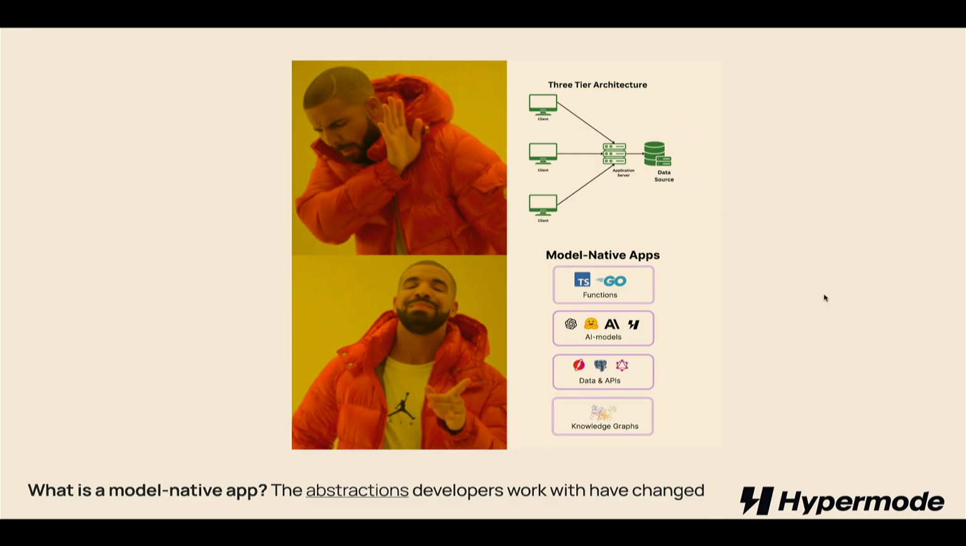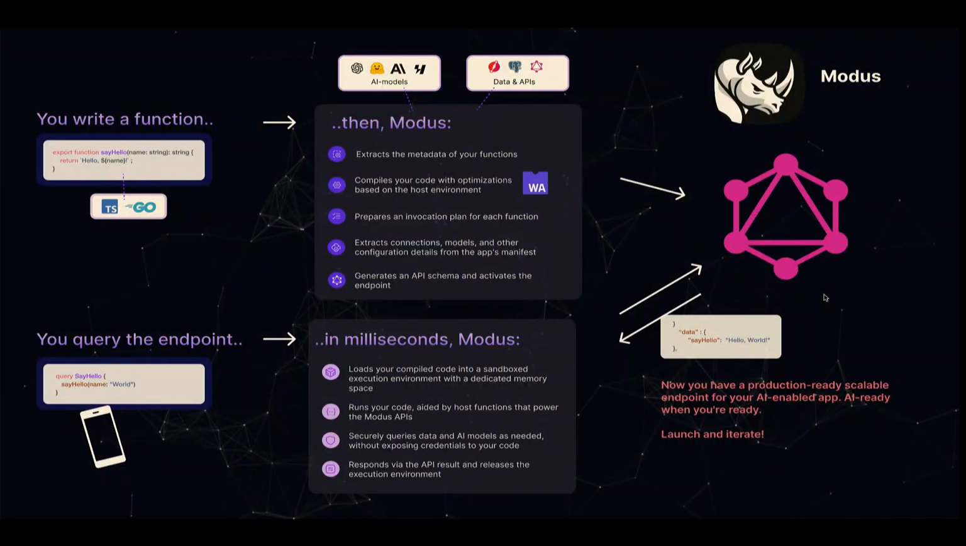AI models, we now want to incorporate as a first-class citizen into the applications we're building. And we're using different types of databases and APIs that are built for scale from the beginning. So that's really what we mean by model native app, where the model is a first-class citizen, and we're using more modern frameworks and ways to build and deploy our apps. Developer experience is really important in this world. So let's take a look at the developer experience for Modus.